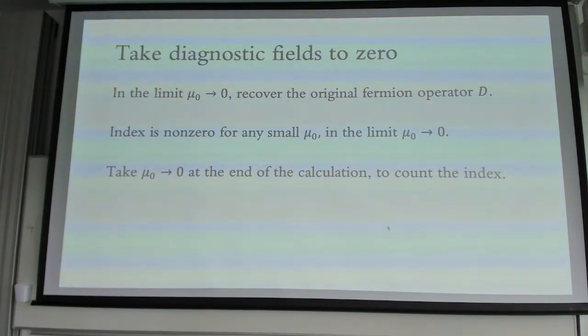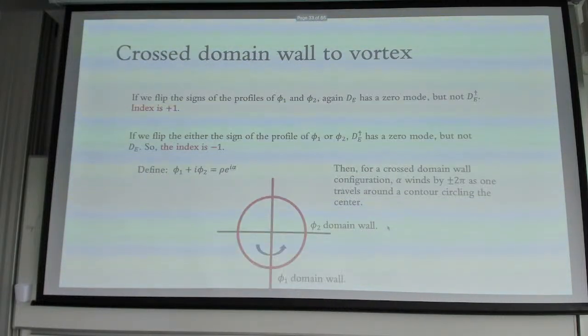So if I take the mu0 to 0, I recover the original fermion operator, as I said. The index is non-zero for any small mu0 in the limit of mu0 going to 0. And for all the examples that I'm going to discuss, I'm going to take this limit of mu0 going to 0, because that is really what is going to tell you between gapped and ungapped fermions in your original theory.